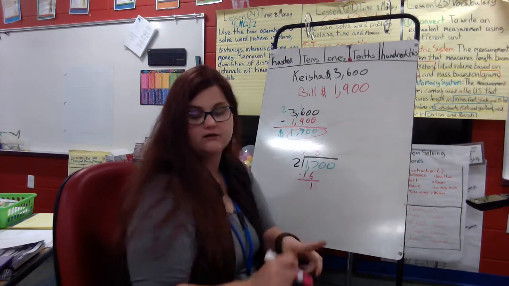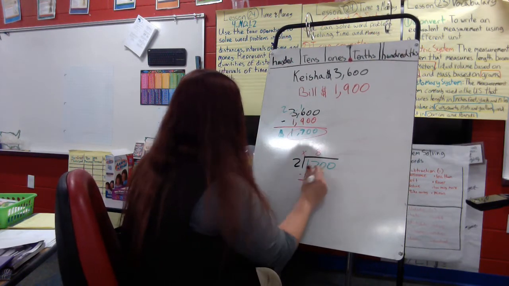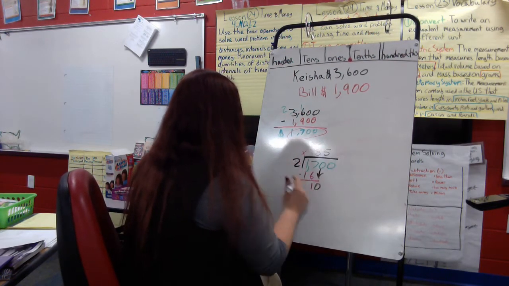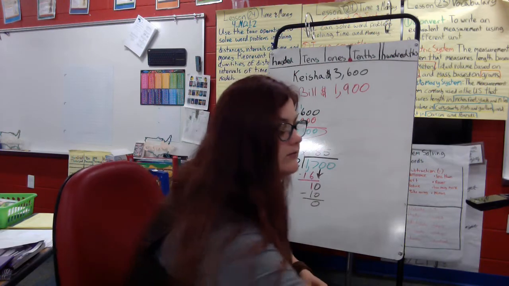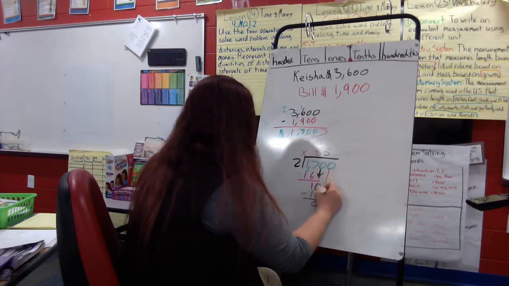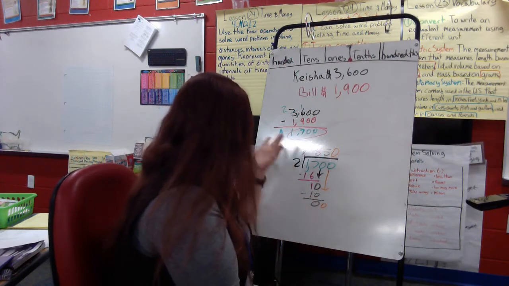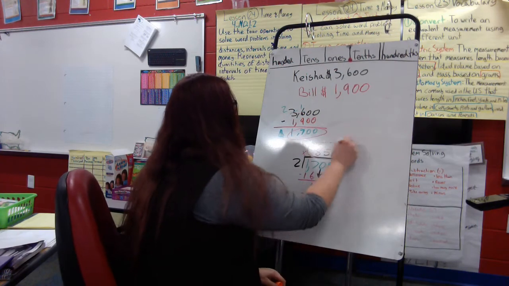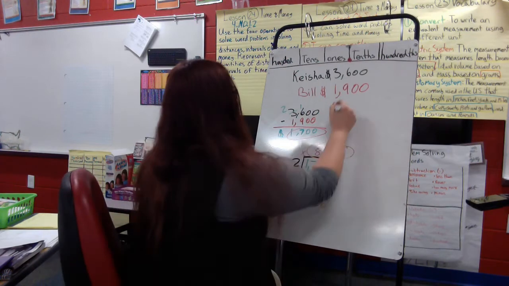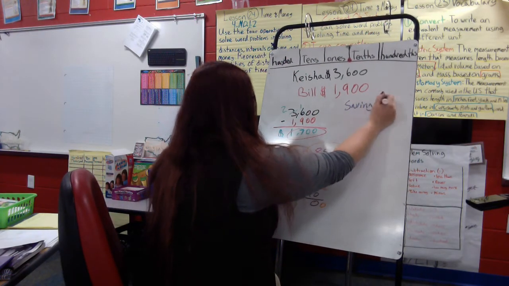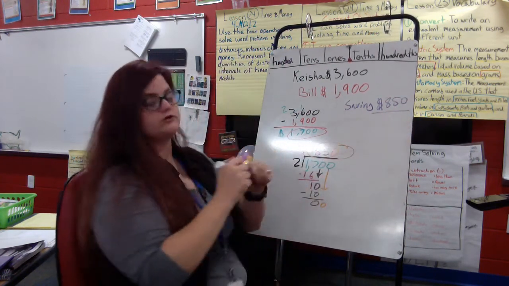That zeroes out. And then we bring down. 2 goes into 10 5 times. 5 times 2 is 10. We subtract. That zeroes out. Almost done. Now we're going to bring this 0 down, this 0 up, because 2 goes into 0 0 times. So half of our 1,700 is going into the savings account. So the savings account is going to get $850. So how much do I have left over?